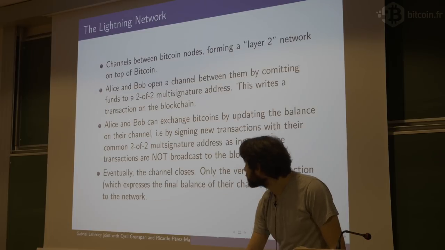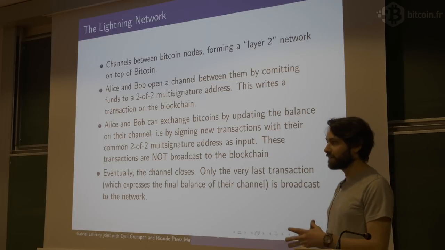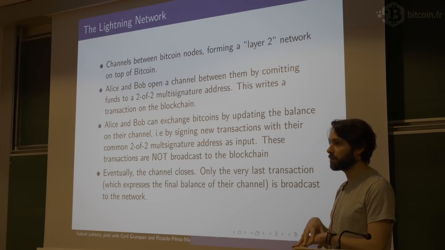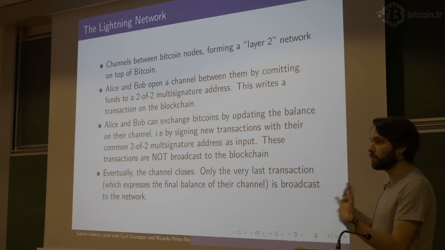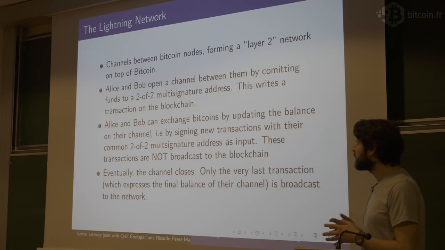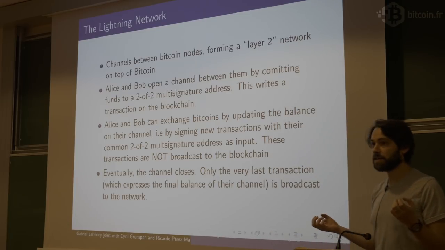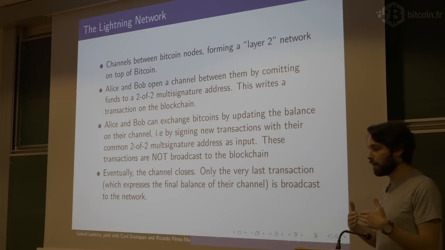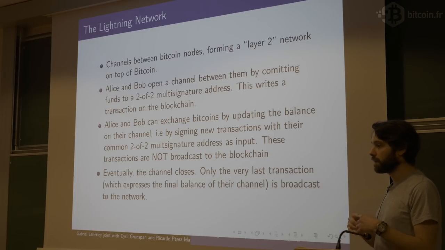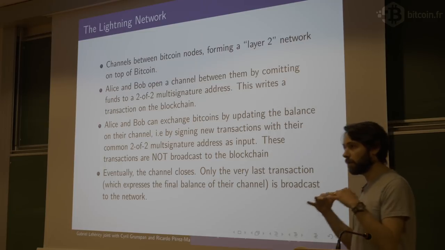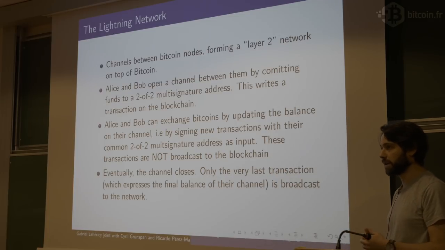So how does the Lightning Network work? It's a second network on top of the Bitcoin network, meant to do a lot of micropayments between two Bitcoin users. The way it works is you have two Bitcoin users, Alice and Bob, and they create a Lightning Network channel by committing funds into a common address, a 2-of-2 multisig address. They both put funds on this address. This creates a Bitcoin transaction which is published on the blockchain.